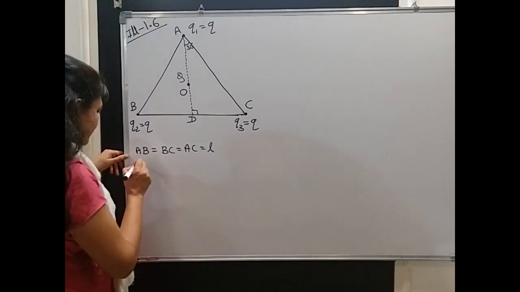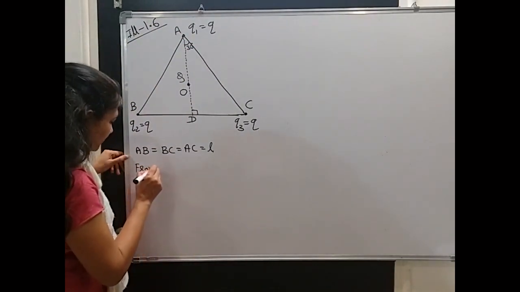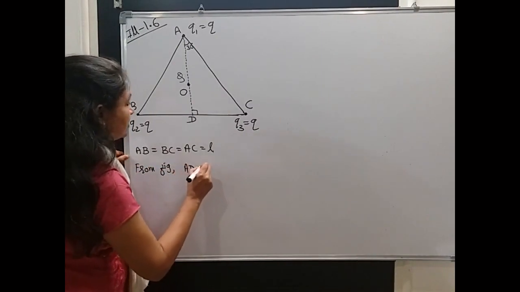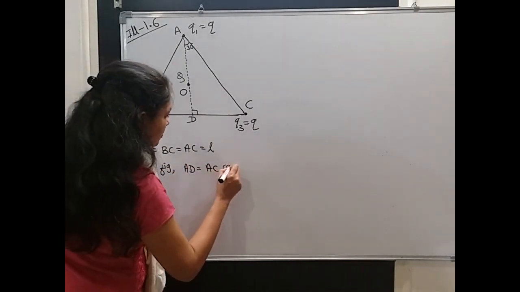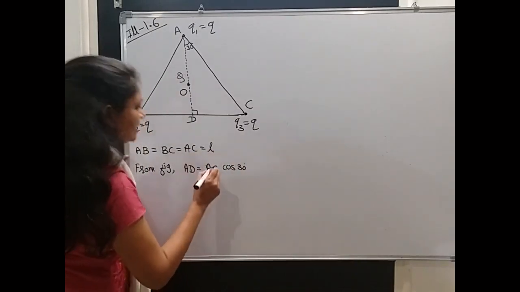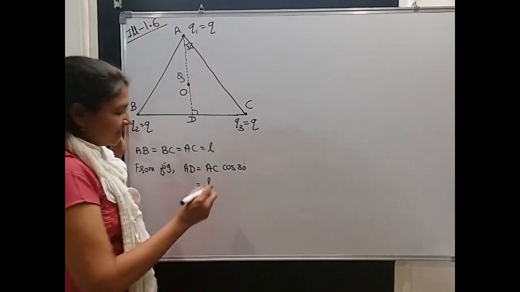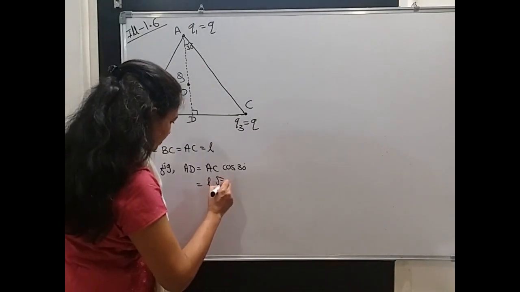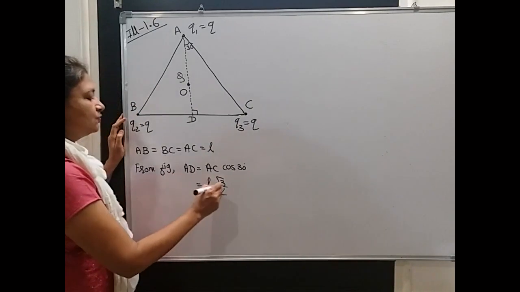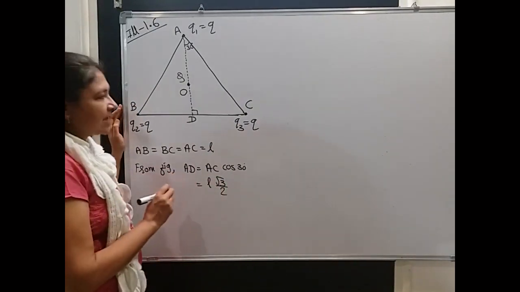So I can say from the figure, AD equal to AC cos 30. AC is nothing but L, and cos 30, what is the value of cos 30? Yes, root 3 by 2. So AD is equal to root 3 by 2 times L.